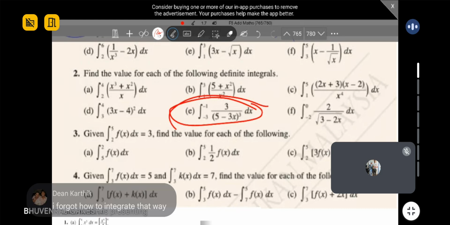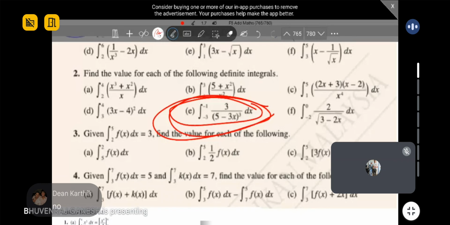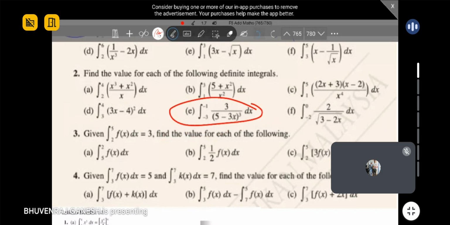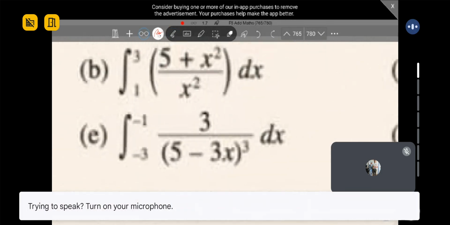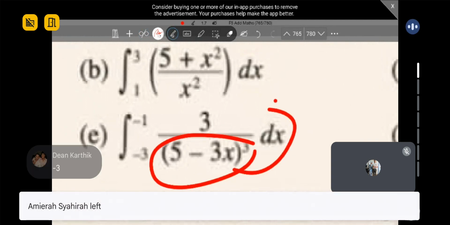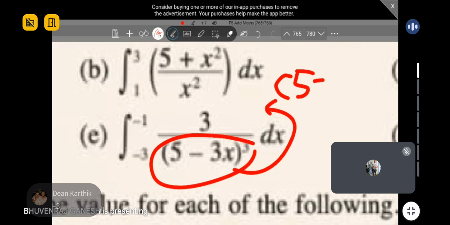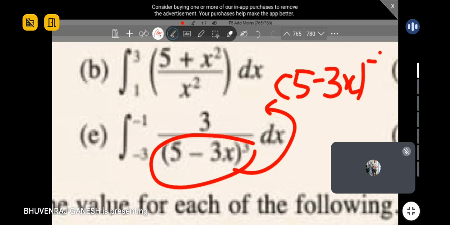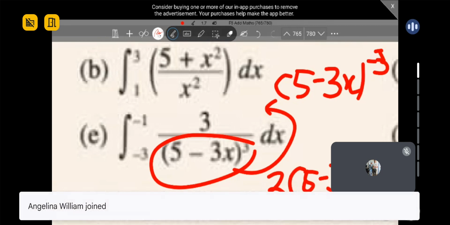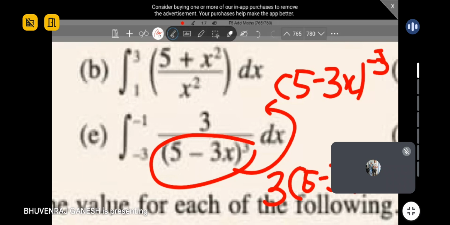Can I direct integrate, guys? Can I integrate this directly? Okay, cannot. Yes. Okay, you must apply your indices law. So what is the indices law, guys? You can bring this up. Yes. So you will get 5 minus 3x power negative 3. Then only you integrate. Can integrate, right, guys? Now your equation is something like this already. So, power plus 1 divided by the new power.